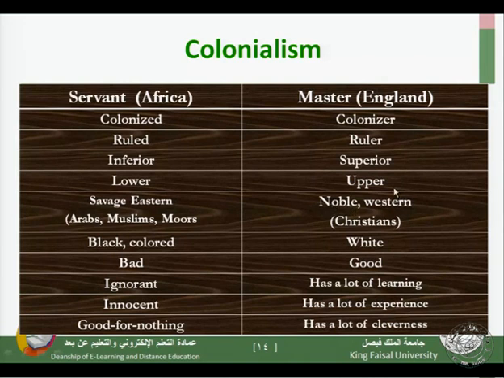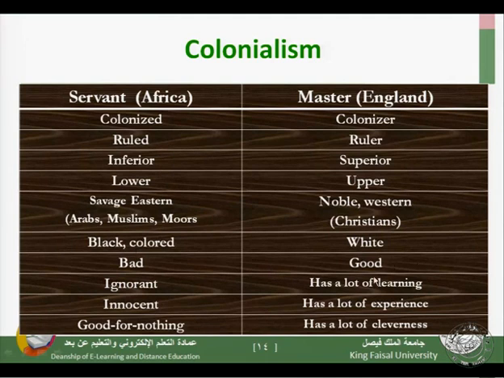He is noble because he is Western, because he is Christian, you know. They are savage because they are Eastern, or Arabs, or Muslims, or Moors. These are the words that Robinson Crusoe uses in order to refer to other people from other nations, especially Arabs or Muslims. Because he's Christian, he feels noble and Western and better. He's white, they are black or colored. He is good, they are bad.